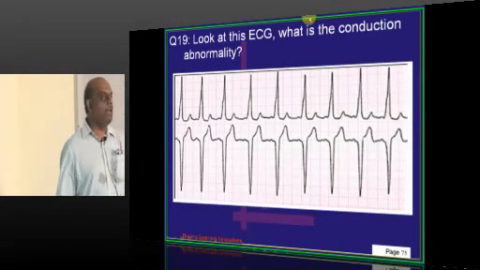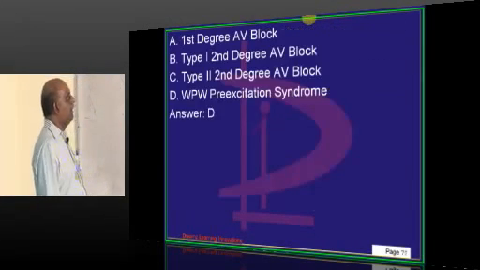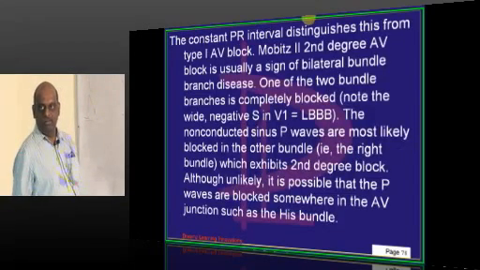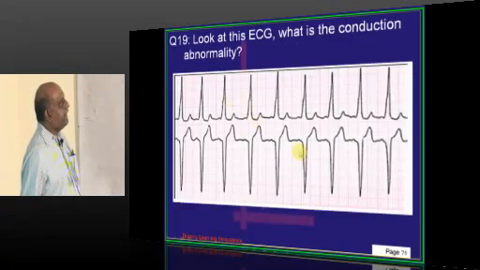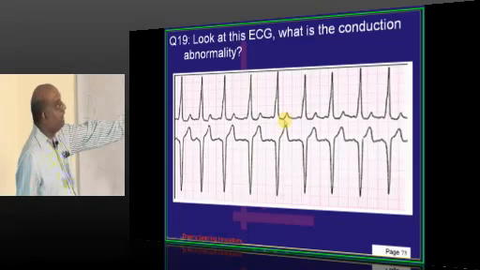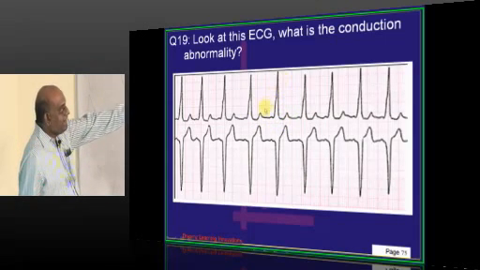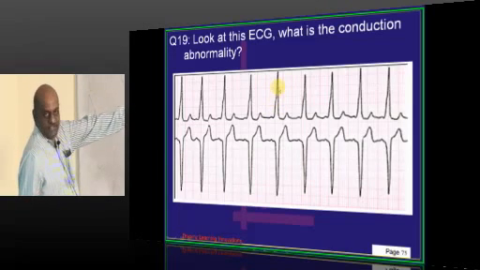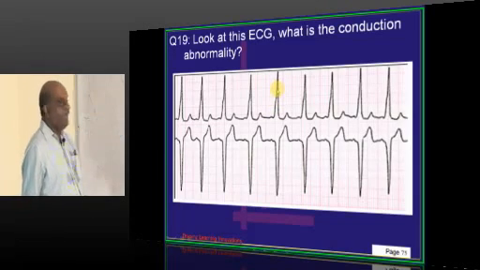Then what is the conduction abnormality here? So it is called WPW pre-excitation syndrome. How do you recognize it? First of all, the QRS complex is broad. And you are having a delta wave, an initial slurring of the upstroke of the QRS. Right?